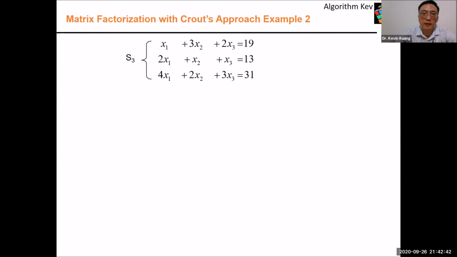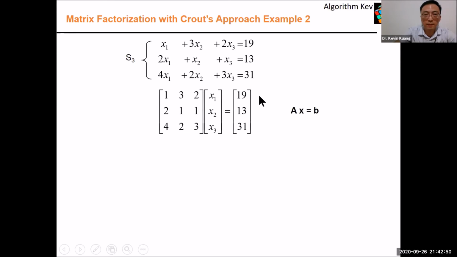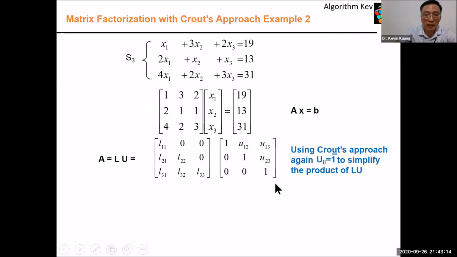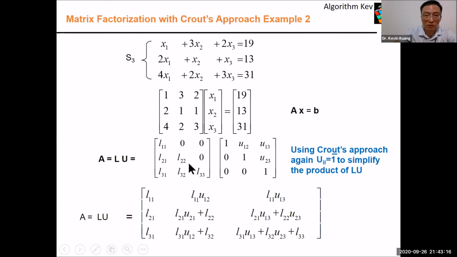Now let's take a look at a second example. You are given a system of linear equations. First of all, let's write that in the matrix format. Now we would like to factorize this into L and U. Let's again assume that the diagonals of the U matrix are 1, for the Crout's approach. Doing a matrix multiplication, expanding out the L and U, it will look exactly like this.